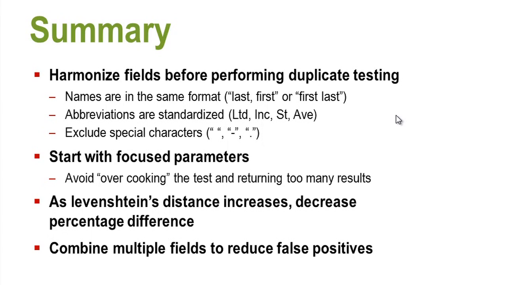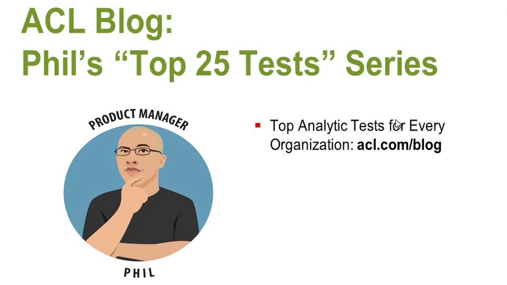The next thing to remember, which we have found has worked really well, is as you increase your Levenshtein distance to cast that net bigger, make sure you decrease your percentage difference. This will help you get more valuable results and spend less time going through false positives. And lastly, it can be really good to combine multiple fields to reduce false positives. For example, in address, you may want to include the zip code, and that can help you get better, more valuable results. And so that's pretty much all we have to share with you today.